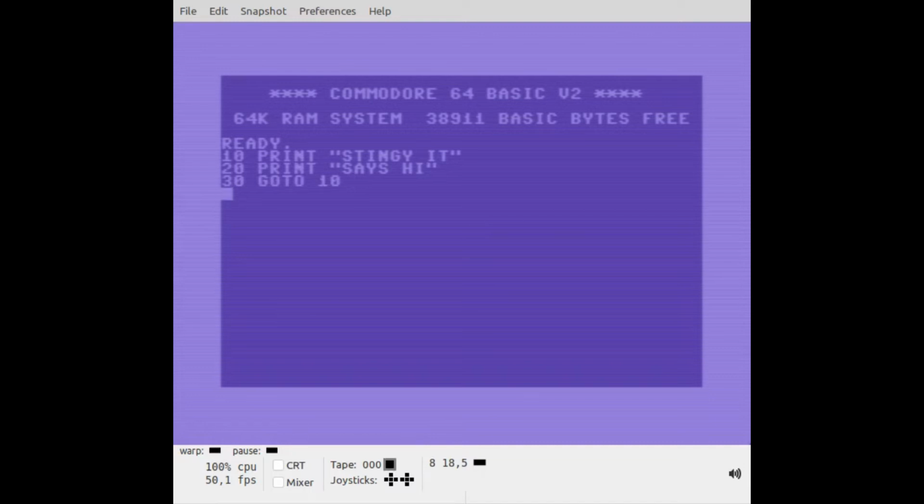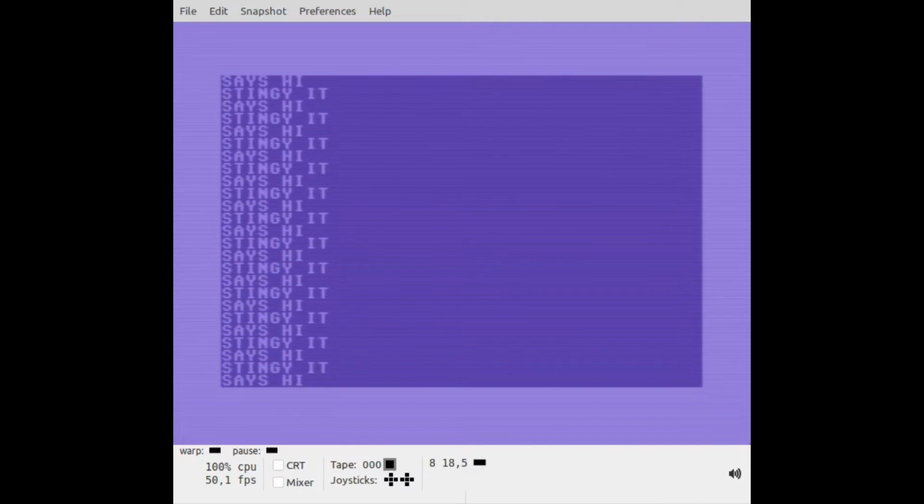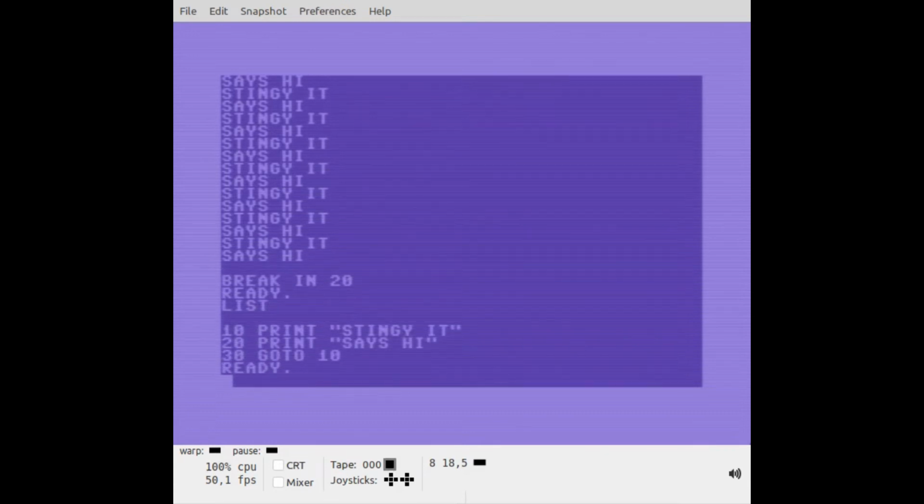BASIC was Microsoft's first important product before the company released its first operating system, MS-DOS. Even MS-DOS and very early Windows versions came with a BASIC interpreter.